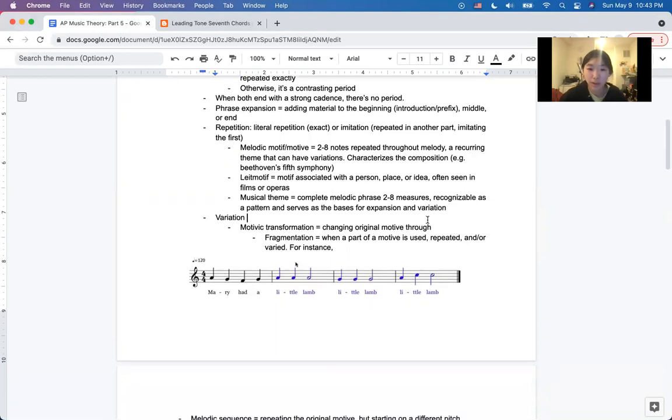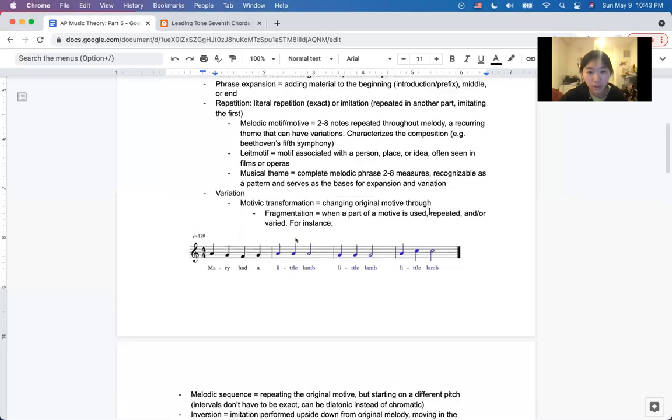But variation, there are many ways to vary a motif or a theme. So transformation is when you just change the motif throughout. That includes fragmentation, which is when you have a part of a motif and it's repeated and varied in different parts of the composition. This can be through pitches. You just have to really keep the rhythmic structure sort of the same.